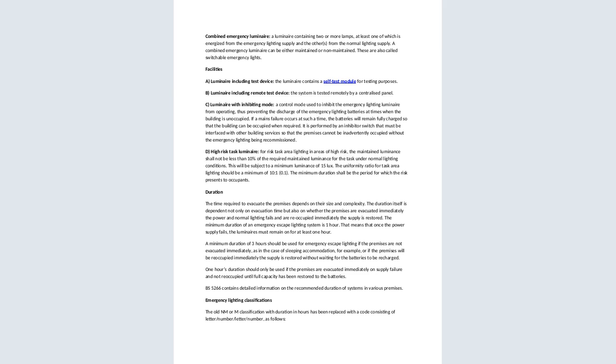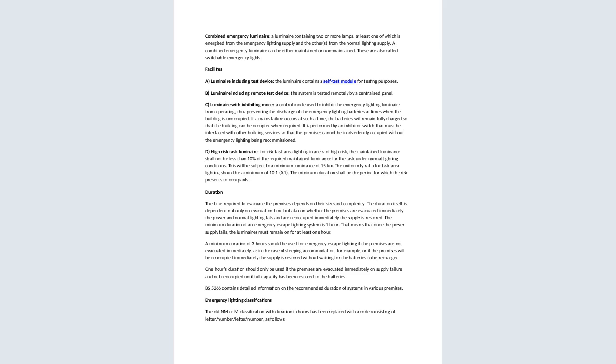So the duration itself is dependent not only on evacuation time, but also on whether the premises are evacuated immediately. That is, the power and the normal lighting fail and are reoccupied immediately when the supply is restored. So the minimum duration of the emergency escape lighting system is 1 hour. That is the minimum. That means that once the power supply fails, the luminaires must remain on for at least 1 hour. That is the minimum.